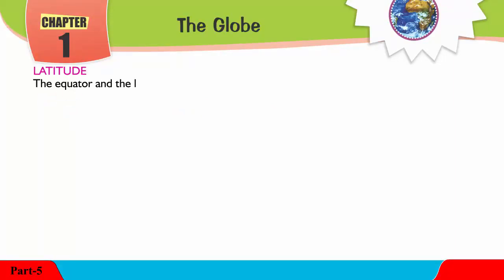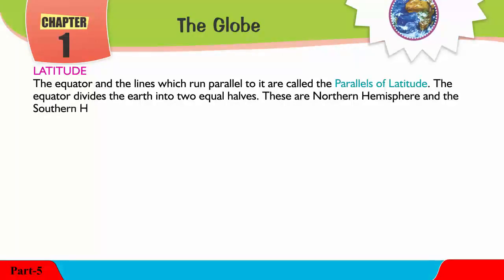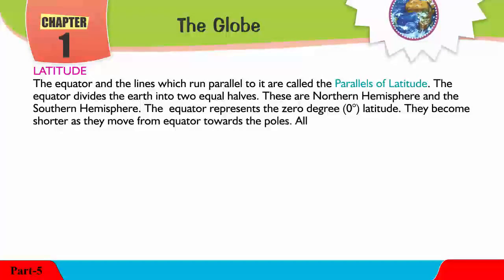Latitude. The equator and the lines which run parallel to it are called the parallels of latitude. The equator divides the Earth into 2 equal halves. These are the Northern Hemisphere and the Southern Hemisphere. The equator represents the 0-degree latitude. They become shorter as they move from the equator towards the poles.